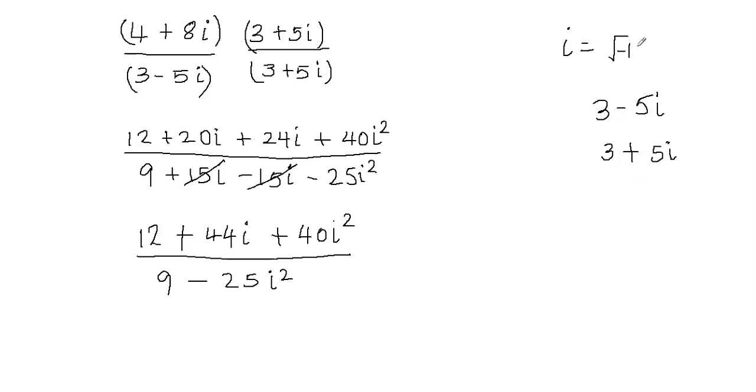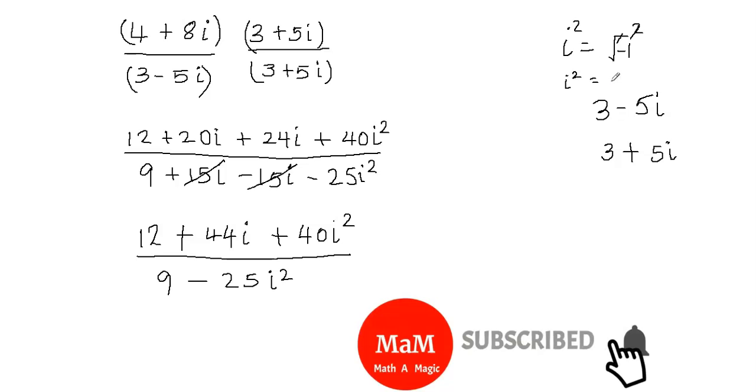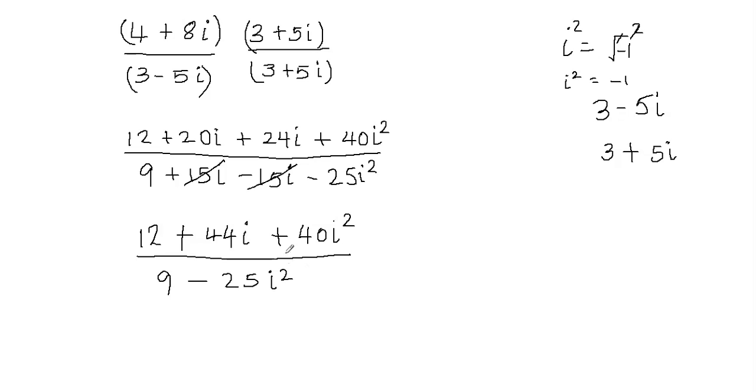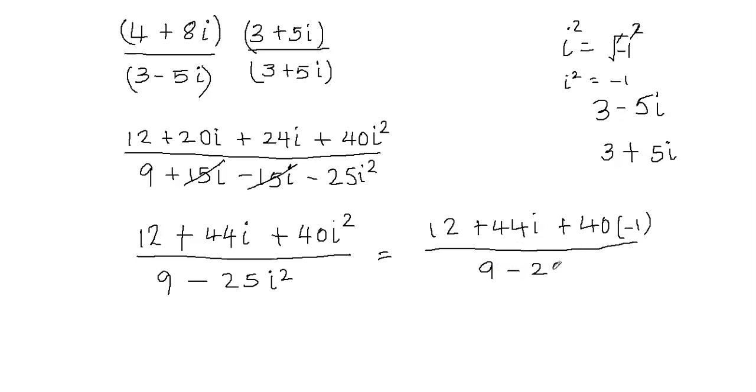Now we know that i is equal to the square root of -1. If I square both sides, then this gives me i squared is equal to, well, the square and the square root are going to cancel out each other. We are only left with -1. So I can say that the value of i squared is equal to -1. Now I'm going to plug in the value of i squared in this expression. So this will be 12 plus 44i plus 40, and then in place of i squared, I'm going to plug in -1 and put that in parentheses, and then we have 9 minus 25 in place of i squared. Again, I'll plug in -1 here.